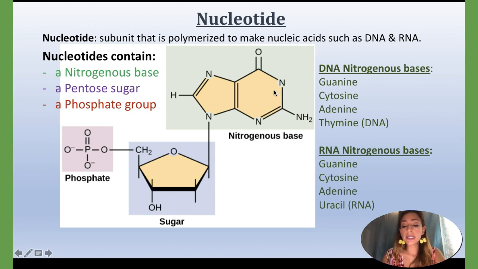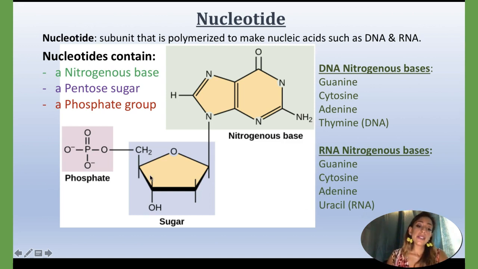A nitrogenous base, if it's DNA, is one of these 4: guanine, cytosine, adenine, or thymine. If it's RNA we're talking about, they're the same except for the last one. It's uracil for RNA, but the first 3 are the exact same. So key to memorize those. If it's DNA, the nitrogenous bases are guanine, cytosine, adenine, thymine: GCAT. If it's RNA, it's GCAU.